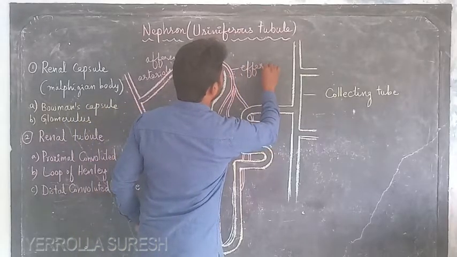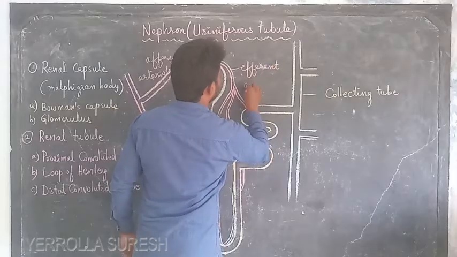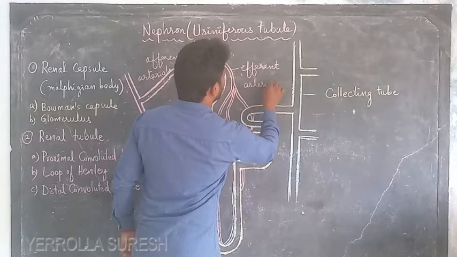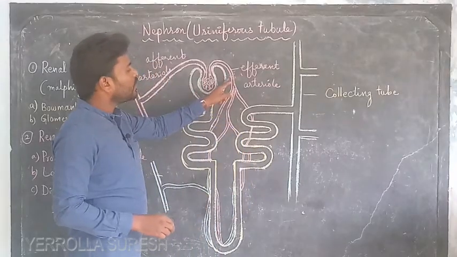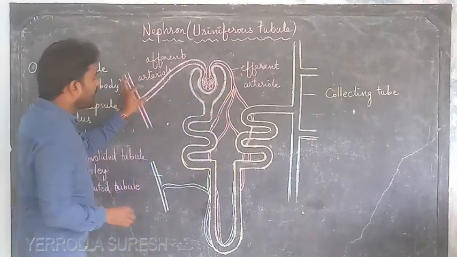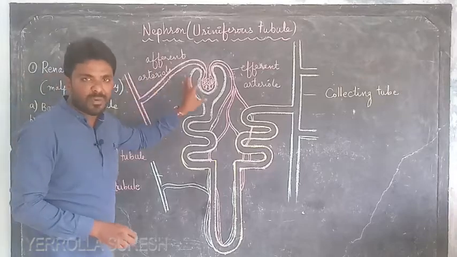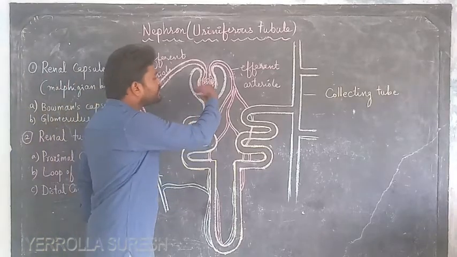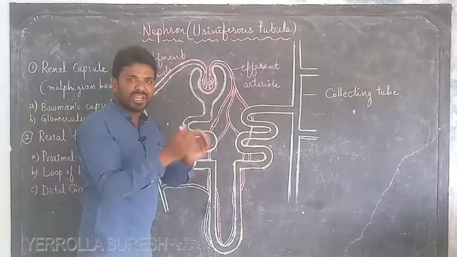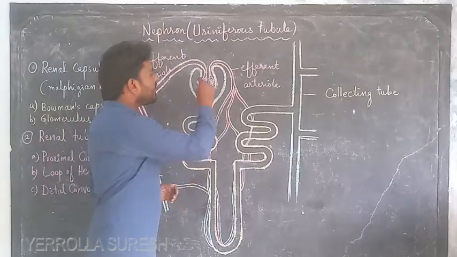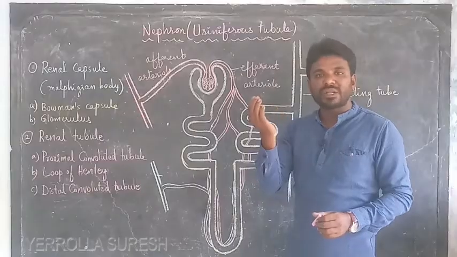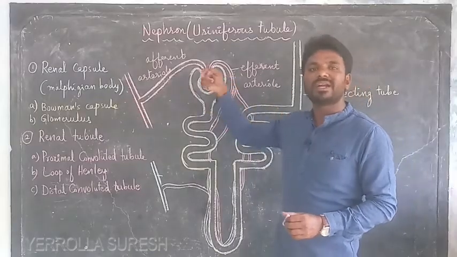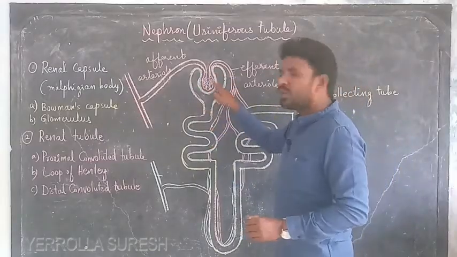Efferent arteriole comes out of the Bowman's capsule like this. Afferent is incoming arteriole and efferent means outgoing arteriole. Here afferent arteriole enters Bowman's capsule and it is twisted here. It forms a network of blood capillary and again it comes out in the form of efferent arteriole. So a network of blood capillaries which is formed inside the Bowman's capsule is glomerulus.